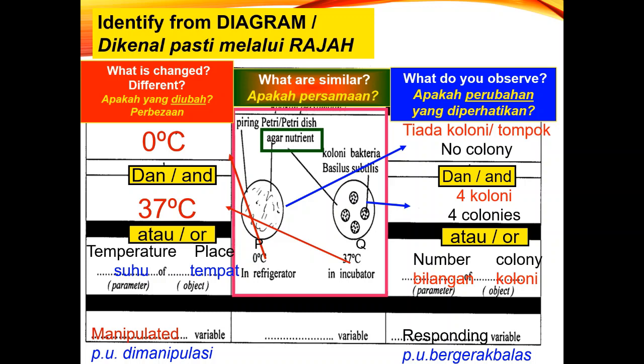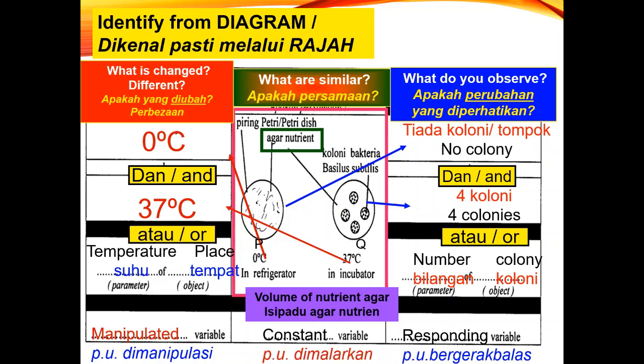And then for the constant variable, for the two petri dishes here, you need to find out what is the similar substance they use. So you can see this is the agar nutrient. The agar nutrient, you cannot write down agar nutrient only as the variable. You need to write down the parameter. So the parameter for the agar nutrient is the volume of the nutrient agar as the constant variable.